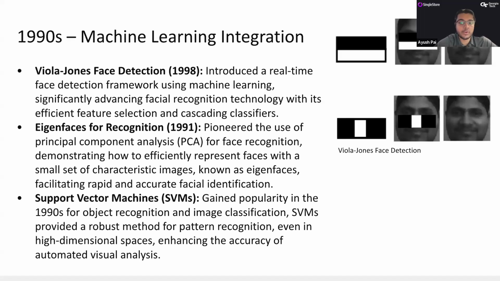And it's still used very prominently today, and grew out of object detection for image classification. SVMs provided a powerful method for pattern recognition, particularly handling high dimensional spaces, and substantially improving the accuracy and reliability of automated computer vision and visual analysis systems. They really laid the groundwork for what we're seeing today in our computer vision applications.